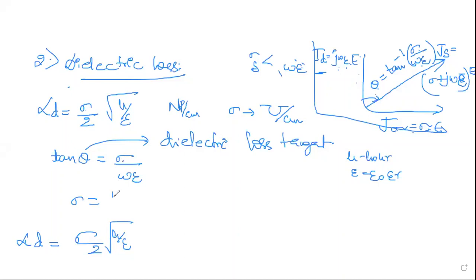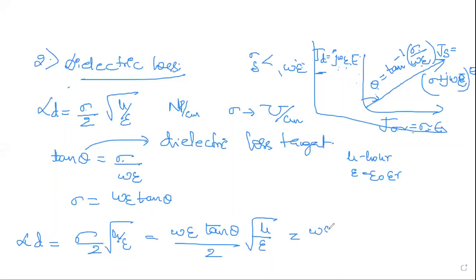Sigma from this is nothing but omega epsilon tan theta. So substitute it here: omega epsilon tan theta divided by 2 square root of mu by epsilon. In free space, mu r and epsilon r are 1. You can see here there is an epsilon, and here there is a square root of epsilon. If you cancel both, you will get in the numerator square root of epsilon into square root of mu, divided by 2 tan theta, which is Nepers per centimeter.